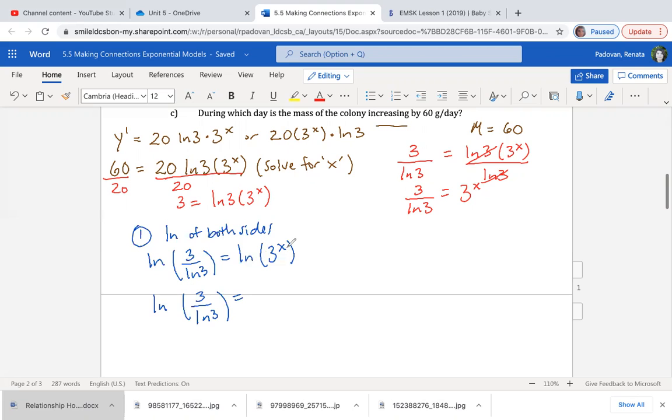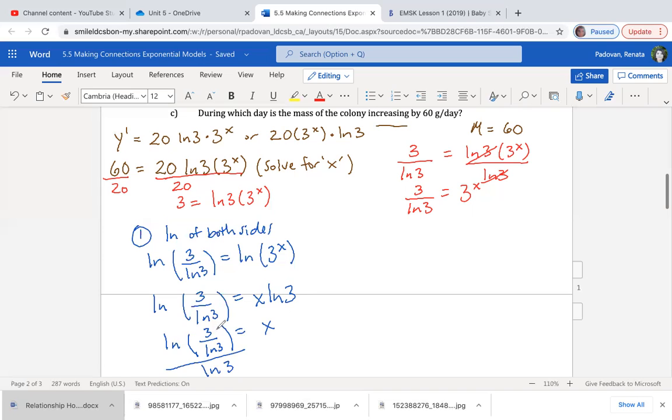Then I would have the ln, nothing changes on the left side, of 3 over ln of 3 equaling, again, when I have the ln and I have an exponent, you don't want x as the exponent, right? So x would come in front, x ln 3. Then to solve for x, you just divide by ln of 3 on both sides. It's going to look a little messy, but not bad. The ln of 3 over ln of 3, divided by ln of 3, equals x.